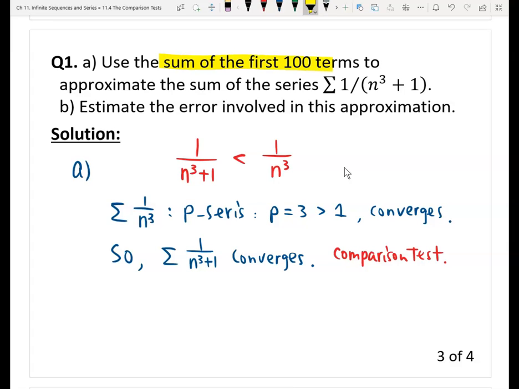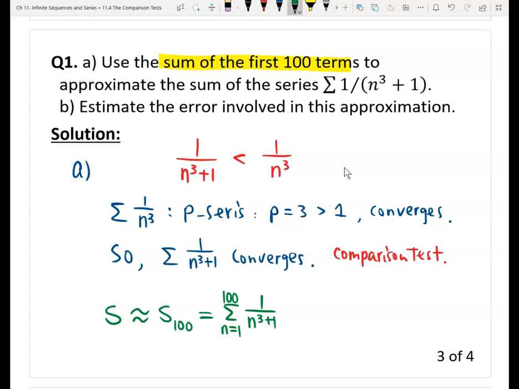Estimate the sum of the first 100 terms. What does that mean? That means we have to use the 100th partial sum to do the estimation. Therefore, the sum S is approximated by S_100, the partial sum. This means the summation of 1 over n raised to the third power plus 1, where n is from 1 to 100. We add the first 100 terms together.